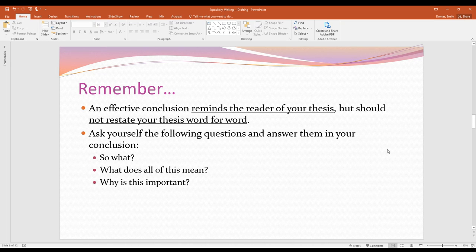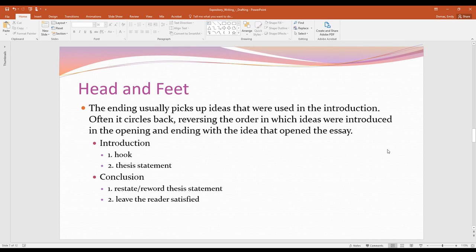So you're going to rewrite your thesis statement in a different way. Ask yourself the following questions and answer them in your conclusion. So what? What does all this mean? Why is it important? Remember, head and feet. So remember, your head to your feet. The ending usually picks up ideas that were used in the introduction. Often it circles back, reversing the order in which ideas were introduced in the opening and ending with the idea that opened the essay. So in my introduction, I need to have my hook and my thesis statement. For my conclusion, I'm going to restate or reword my thesis statement and leave the reader satisfied by going with that truism and completing out my writing.